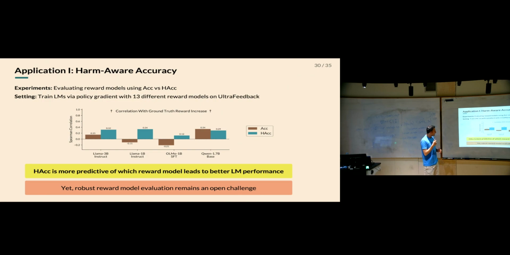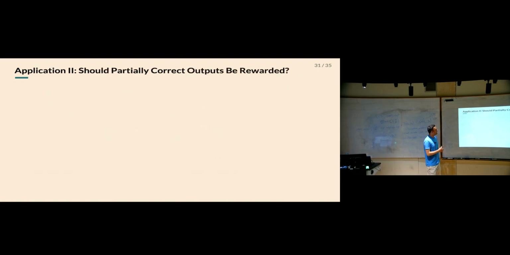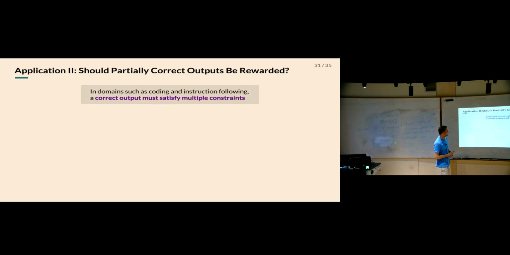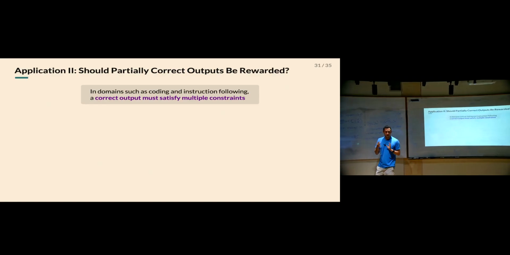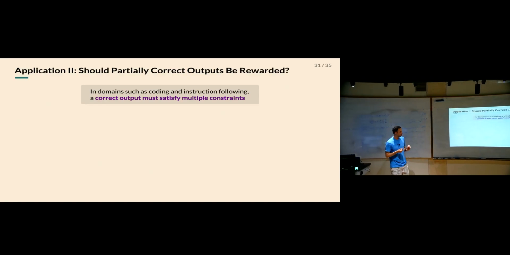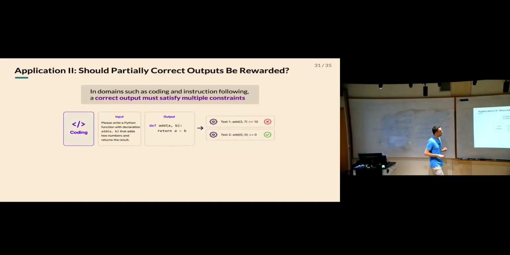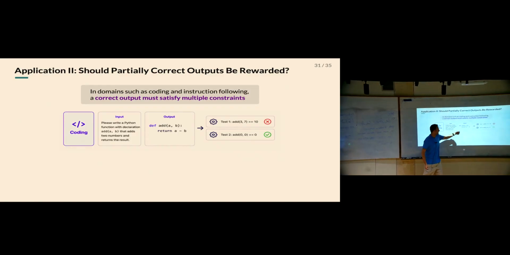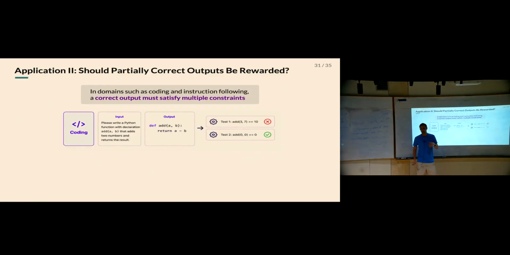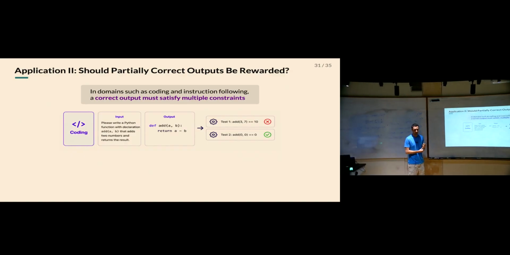Okay, and the second application is in domains where you have verifiable rule-based rewards. And these are domains such as coding and instruction following, where often the output needs to satisfy multiple constraints to be correct. For example, in code, your model needs to produce some function, and then you evaluate it using unit tests, and if it passes all the unit tests, then that output is considered correct.